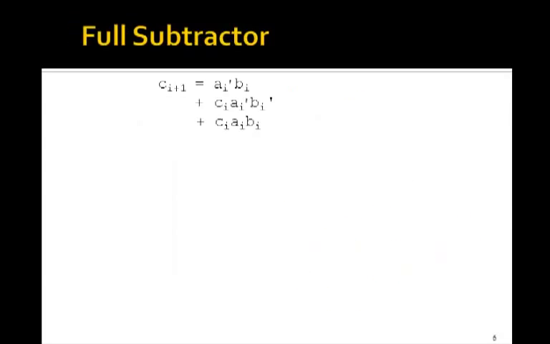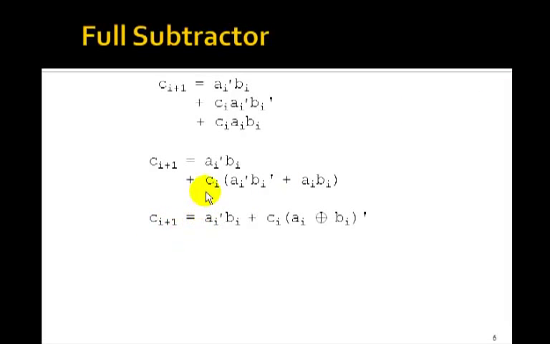And now let's notice that we can have a common C that we can factor out here. So C_i+1 is going to be not A and B, or C and not A and not B, or A and B. And you should recognize that now as an exclusive NOR. So this is going to be not A and B, or C and this bracket is just A exclusive OR with B, not.